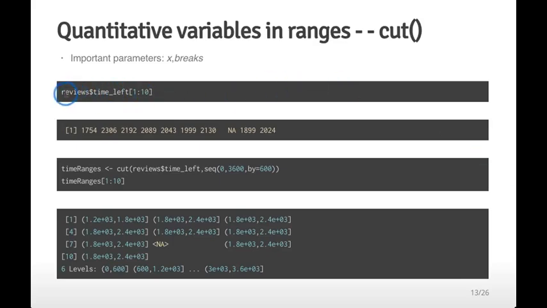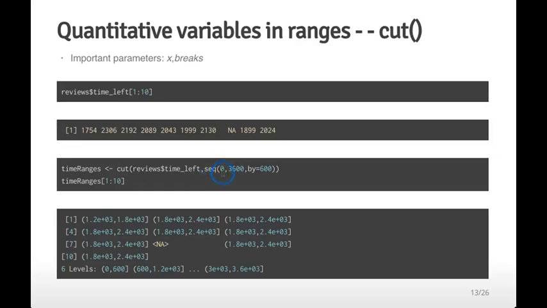So if we look at the reviews data set and look at the time left variable, it's a quantitative variable. If we look at the first 10 elements, you actually see there's one missing value, but then these are the numbers of the time left for each of those reviews. And so what you can do is actually break that up into different ranges. You apply cut to the variable reviews time left, and you tell it where you want it to cut that variable up.